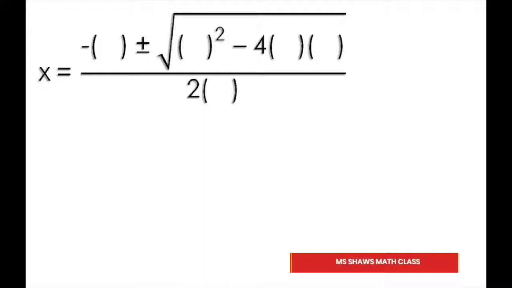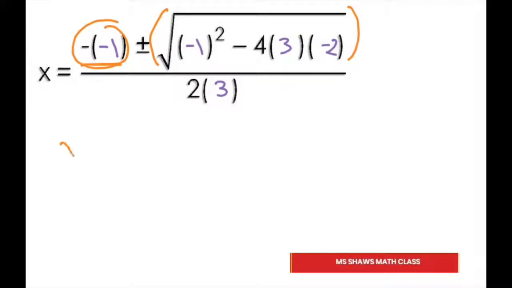So let's plug all that in. We have B is negative 1, A is 3, and C was negative 2. Now, what I find useful is to take care of this part first. We can also take care of this part. This part right here is just going to be 1. Negative times a negative is positive. And your plus or minus.